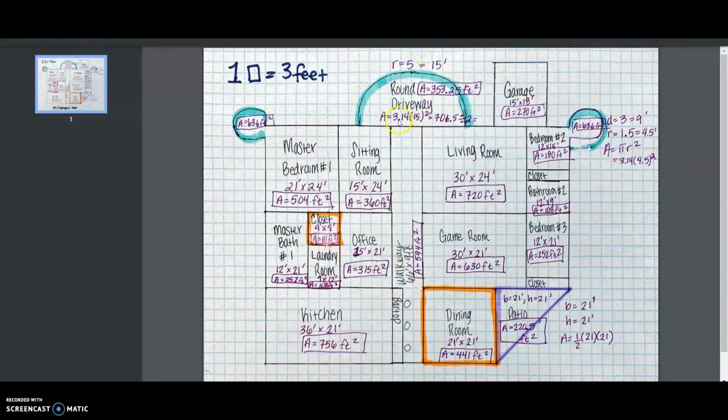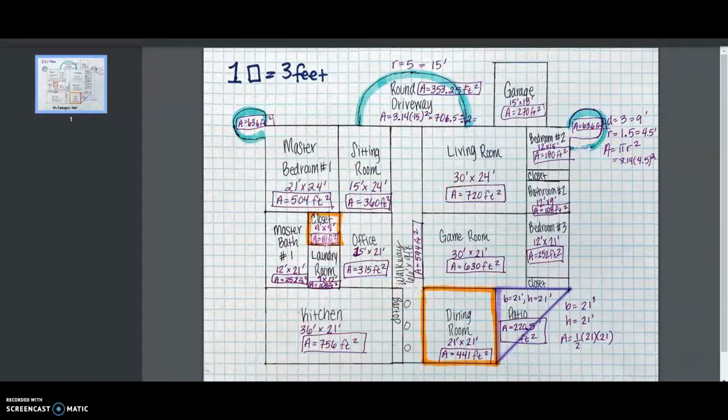So I would do pi times r squared, because that's my formula, 3.14 times 15 squared. That gives me 706.5. But remember, that would be for a whole circle. I don't have a whole circle here. I have half of a circle. So I take that 706.5, divide it by 2 because I have half of a circle, which gives me 353.25 feet squared.